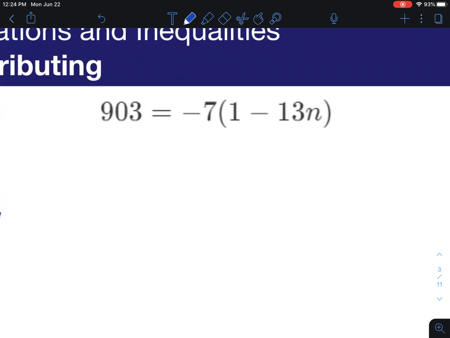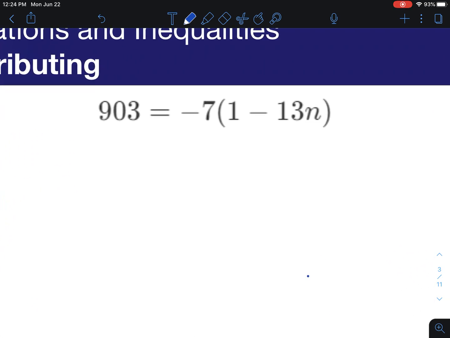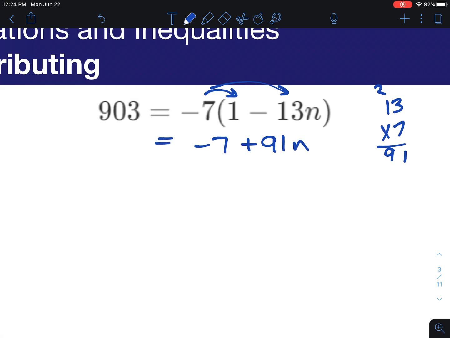So for the next one here, let's do the same thing. Let's take this number out in front of the parentheses and multiply it in. Negative 7 times 1 is negative 7. Negative 7 times a negative 13 is a little bit tricky. I know it's going to be positive because there are two negatives being multiplied. So 13 times 7, well, 7 times 3 would be 21. 7 times 1 plus 2 is 9. So it's going to be 91. So plus 91n. Bring down the left side, 903 equals.